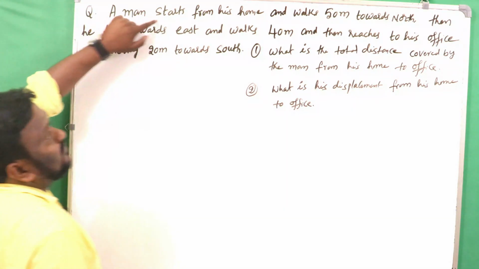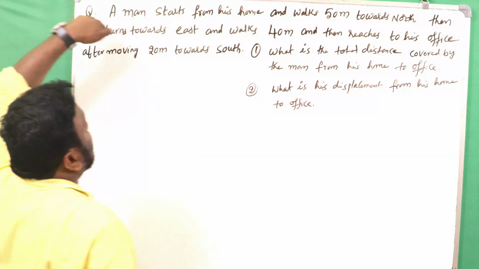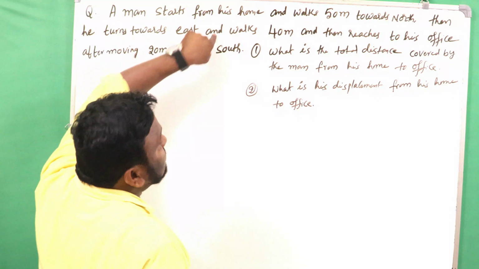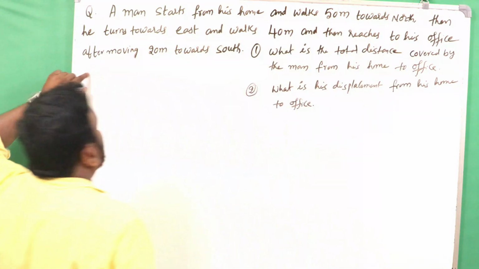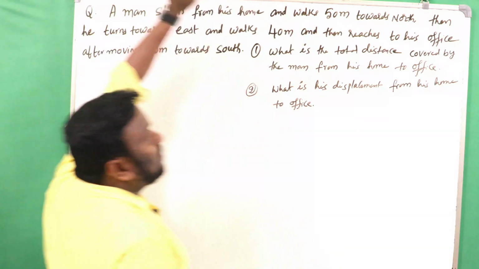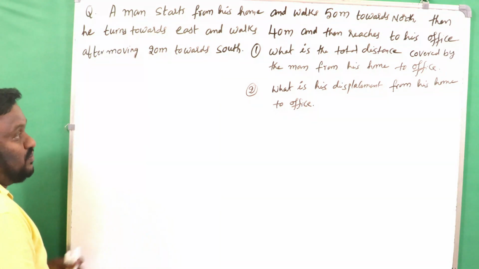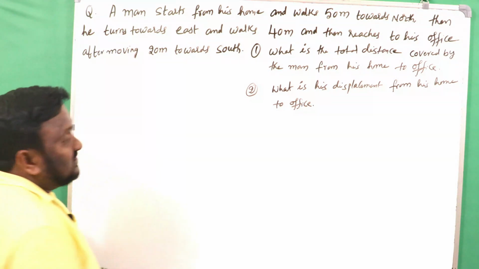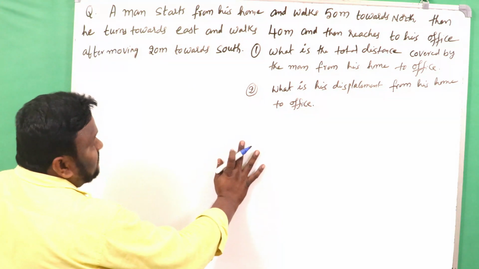A man starts from his home and walks 50 meters towards north. Then he turns towards east and walks 40 meters and then reaches his office after moving 20 meters towards south. What is the total distance covered by the man from his home to office? What is the displacement from his home to office? That is the problem here. We want to find out the distance and displacement here.